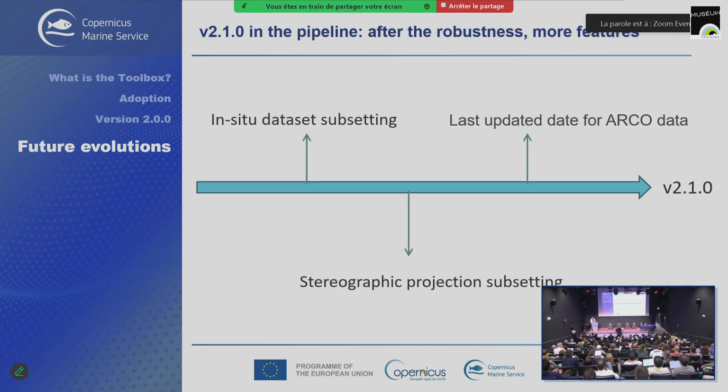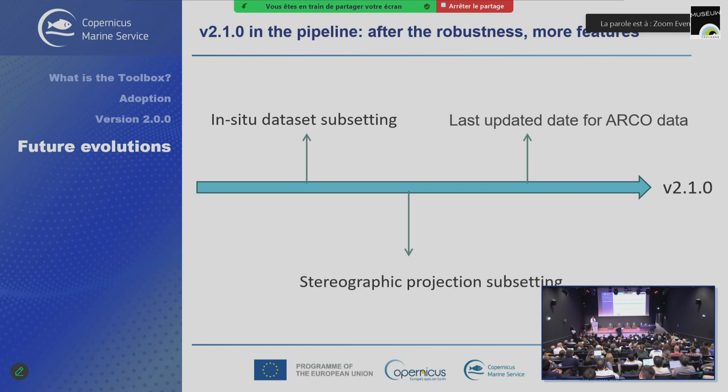Now for the future, first, what are we working on now? Right now, we are working on 2.1.0, and we want to bring some important features now that we're happy with the version 2. So it will be the sparse dataset subsetting.